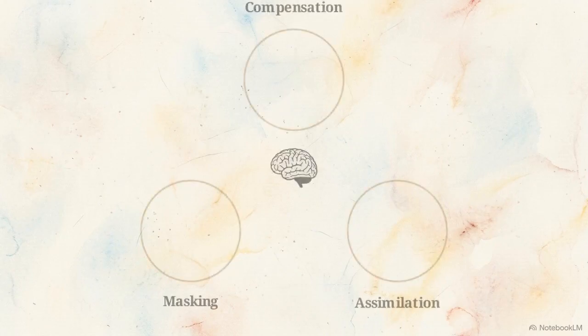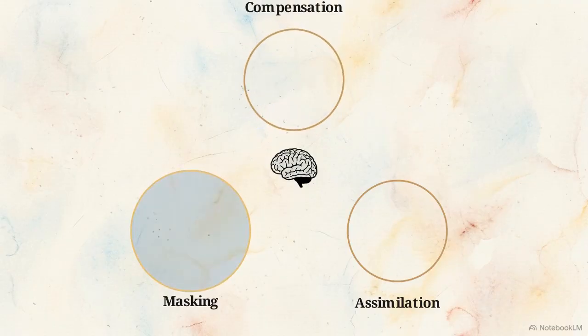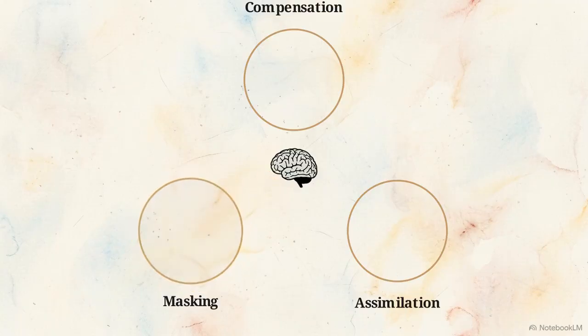To measure this process, researchers developed the CAT-Q framework, which categorizes camouflaging into 3 distinct cognitive nodes: compensation, masking, and assimilation. The first node is compensation. This is an active intellectual loop where a patient scripts conversations in advance or meticulously observes peers to copy their body language. The second node is masking. This functions as a filter used to suppress outward signals, such as forcing eye contact or consciously inhibiting self-regulatory stimming behaviors.